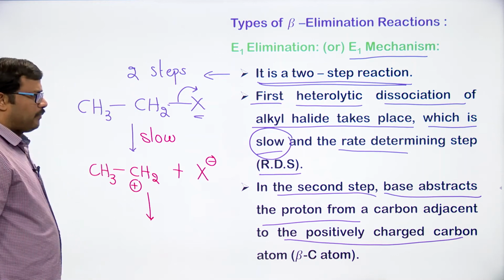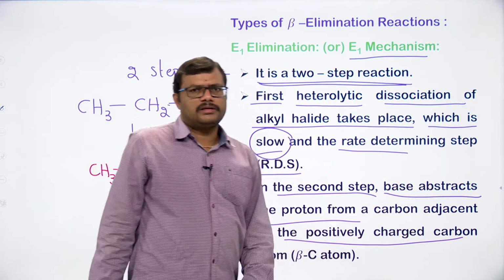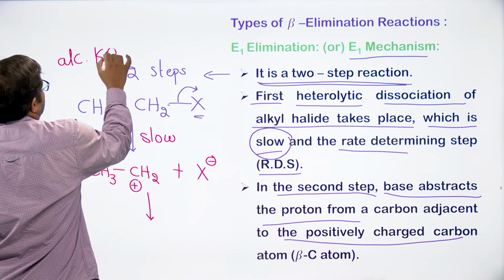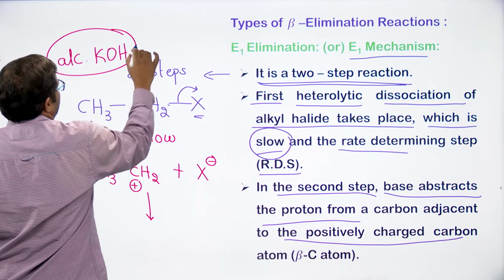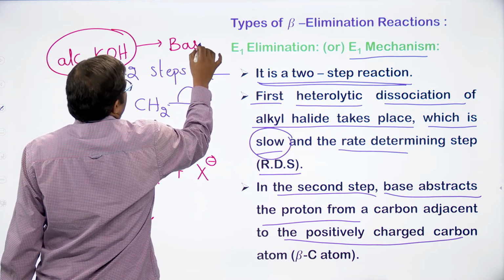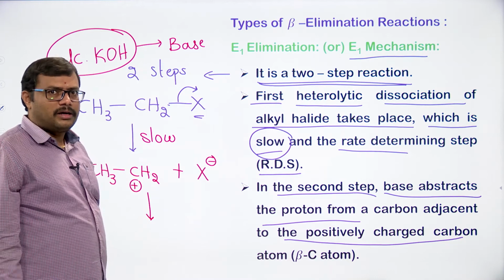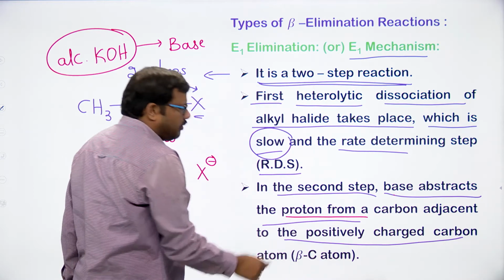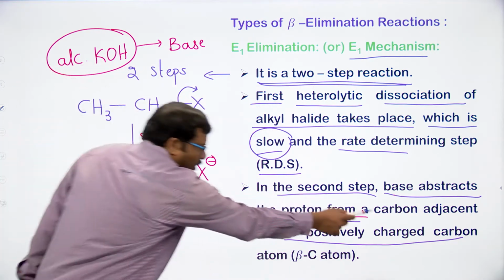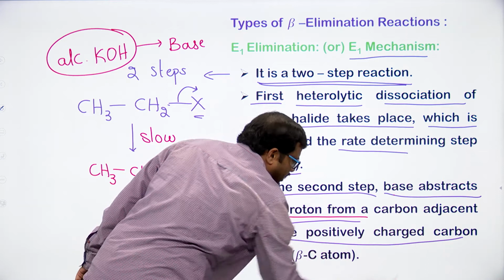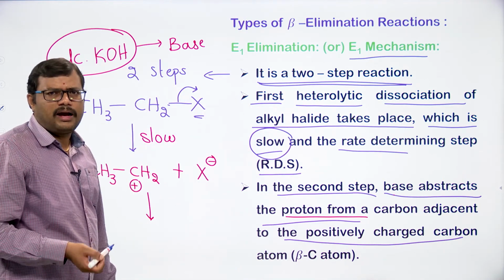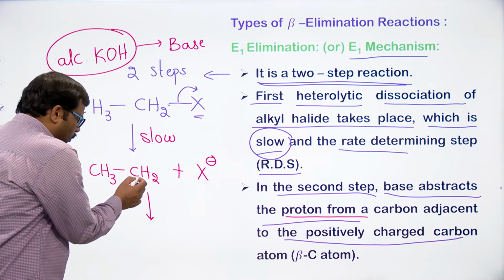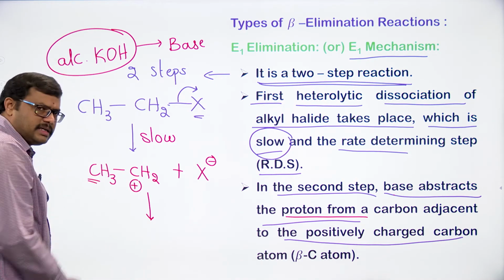Next, in the second step, what kind of base are we using? What is the reagent that we are using here? Alcoholic potassium hydroxide. Potassium hydroxide is a base. So, the base now comes into the picture. Now, the base starts acting. What will it do? The base will abstract a proton from the carbon atom adjacent to the positively charged carbon atom. The positively charged carbon atom, we call it a carbocation. So, to this carbocation, this is the adjacent carbon atom.